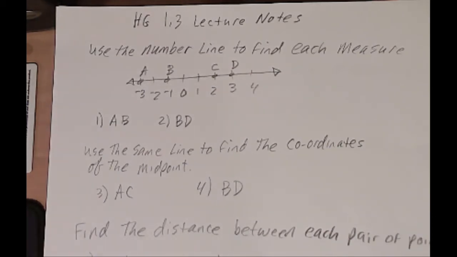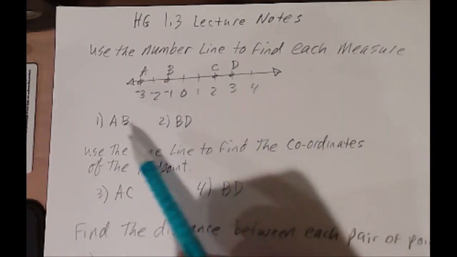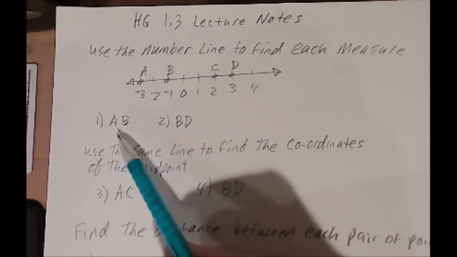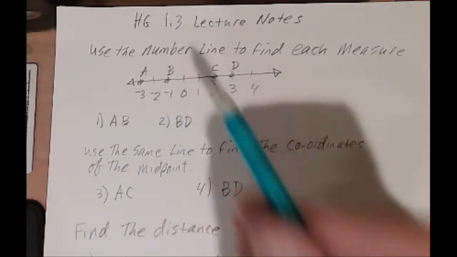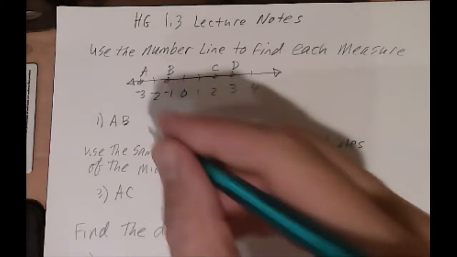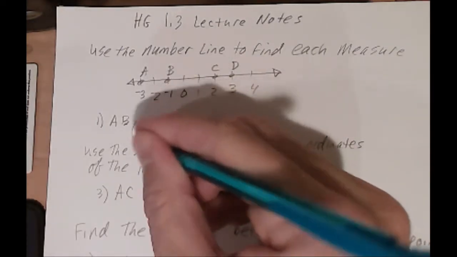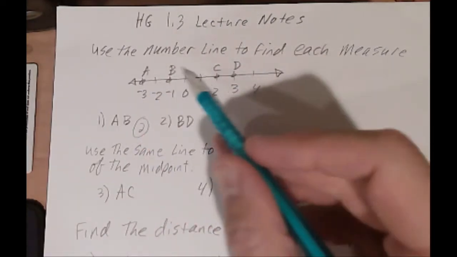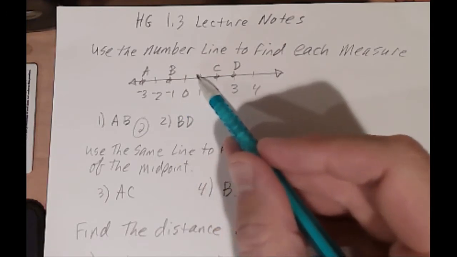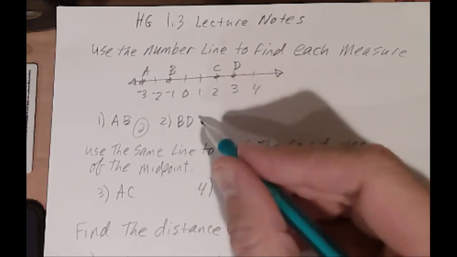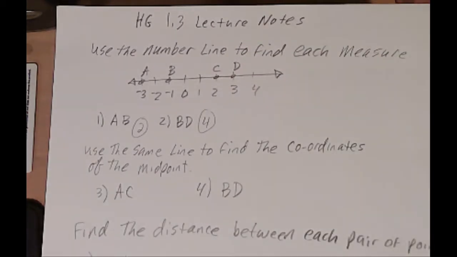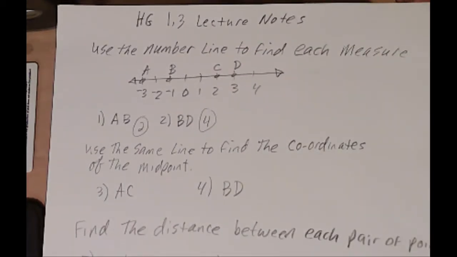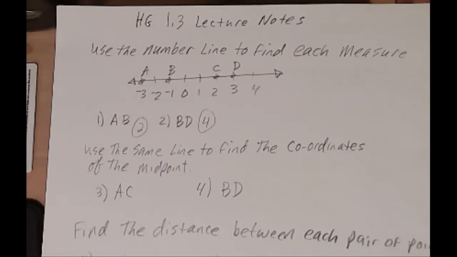So we have used the number line to find the measure. AB, that just means how far is it from A to B? You can see it's 2 spaces away. So that's the answer. It's 2 spaces away. From B to D, you got to go 1, 2, 3, 4. 4 spaces.